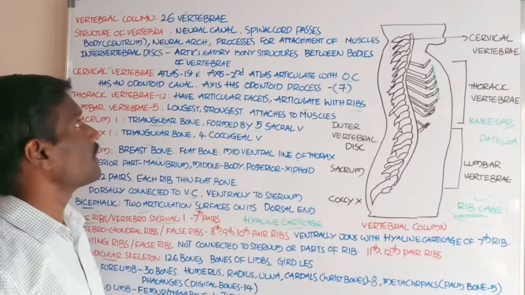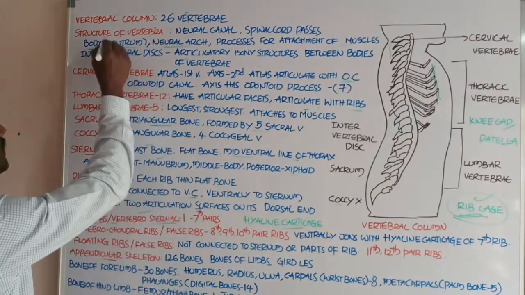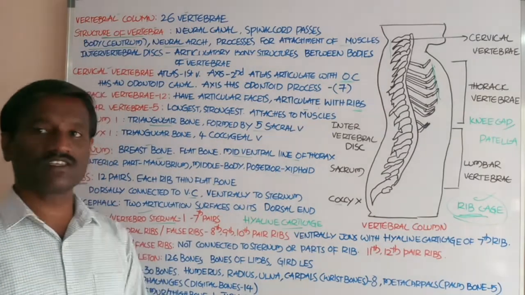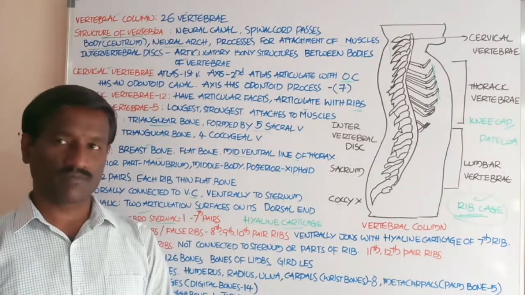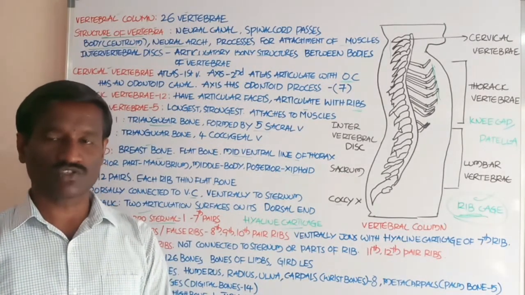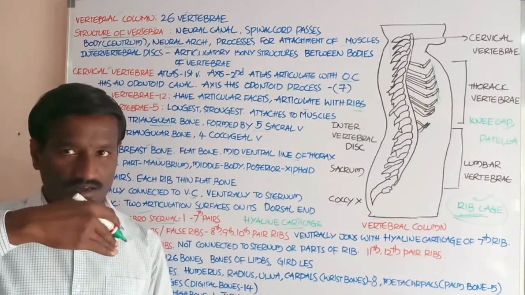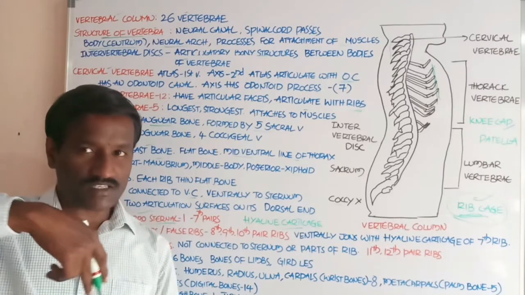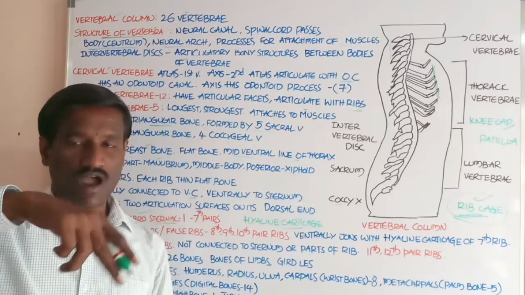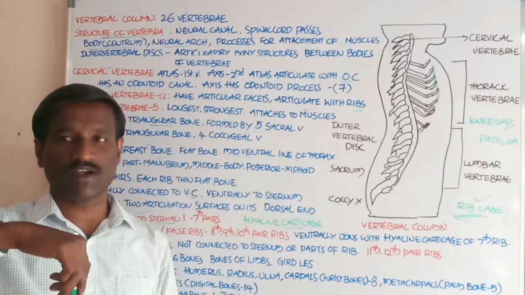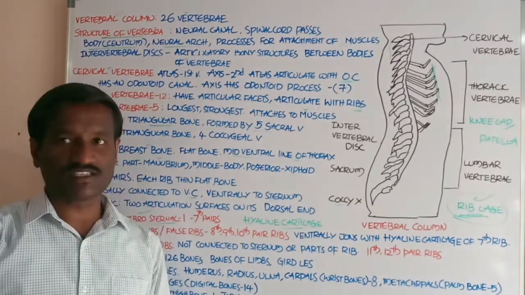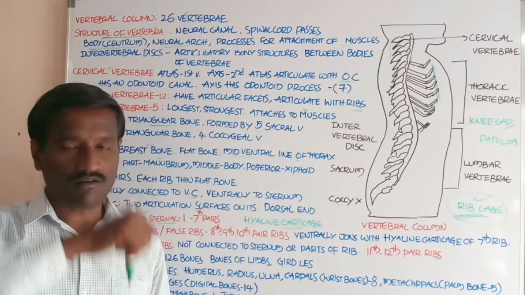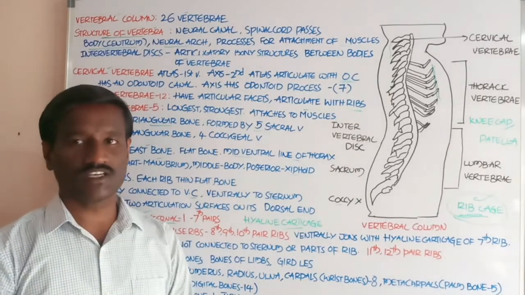Okay, student. Now, what about the structure of each vertebra? Each vertebra consists of a central hollow portion, a cavity-like arrangement, which allows the passage of the spinal cord through it.